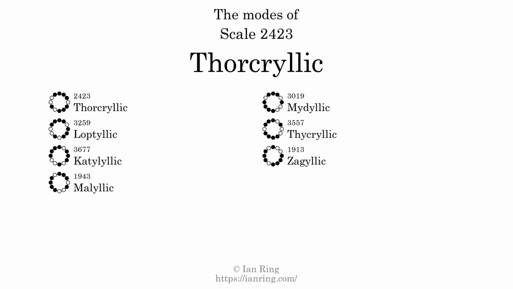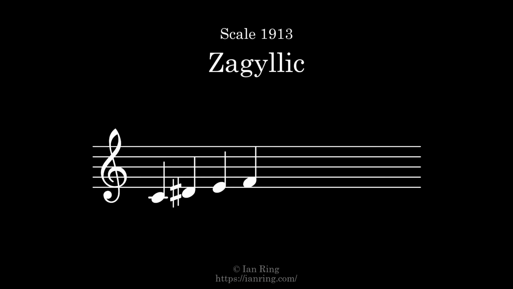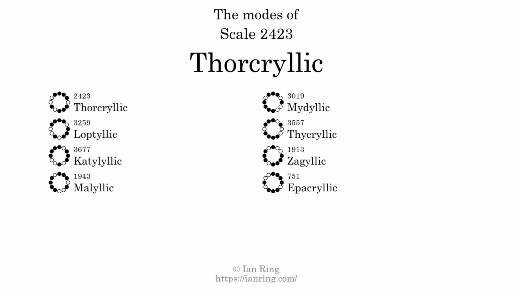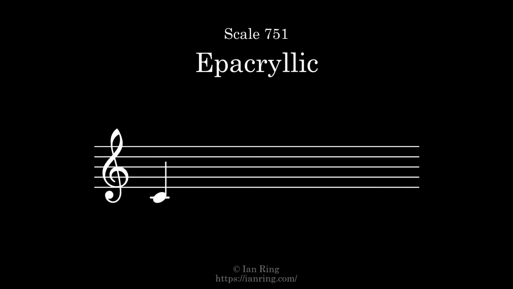The seventh mode is scale 1913, also known as Zagerlake. It sounds like this. The eighth and last mode is scale 751, also known as Epicrylic. It sounds like this.